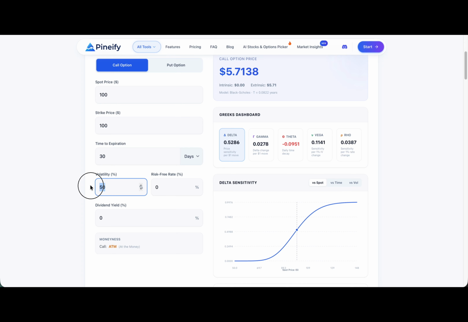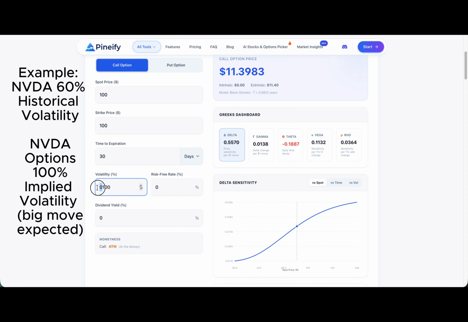Let's just assume, for example, that a stock like Nvidia, I can't remember what volatility they have, but let's assume a volatility of 60% under normal circumstances, so they would have, for example, a volatility of 100. Let's just assume this way. This is, of course, before earnings.